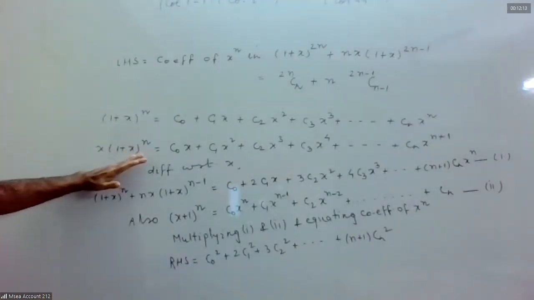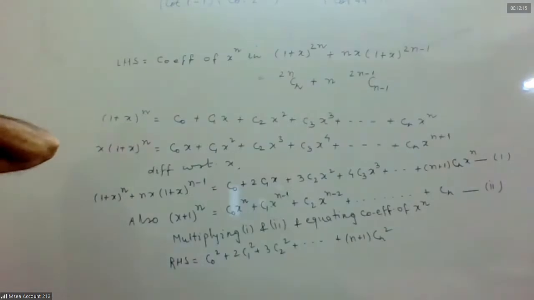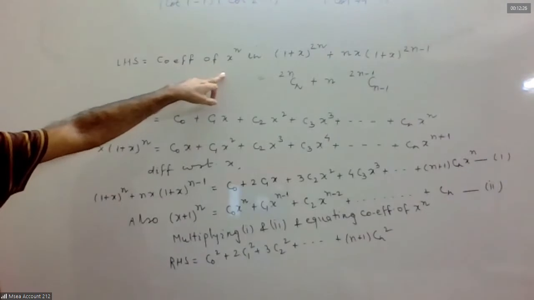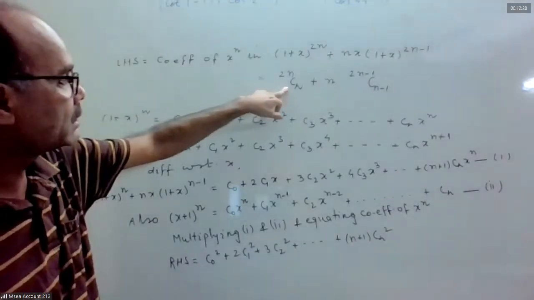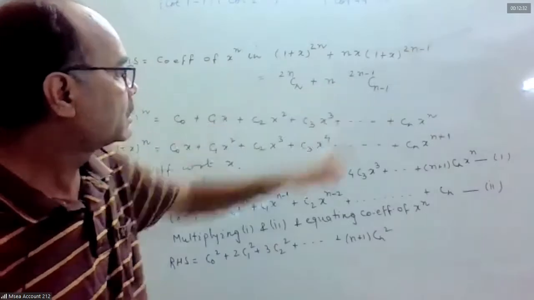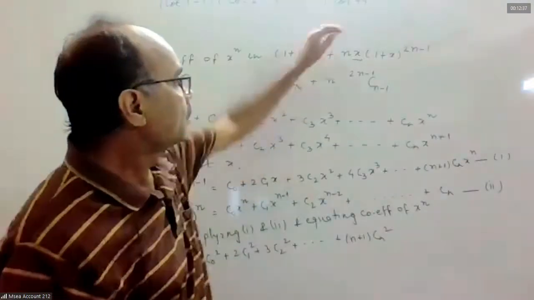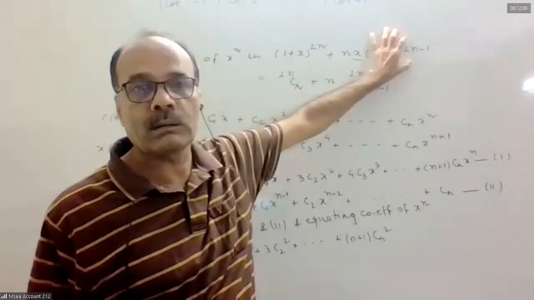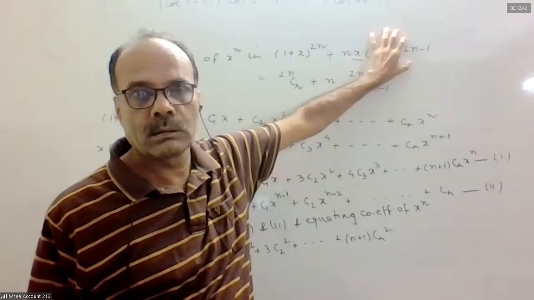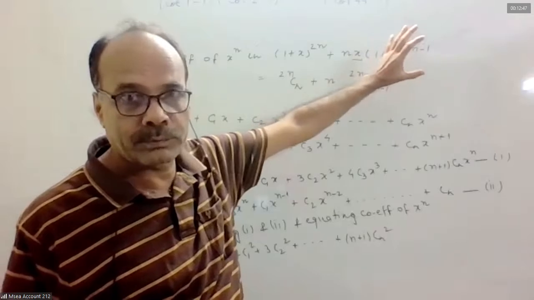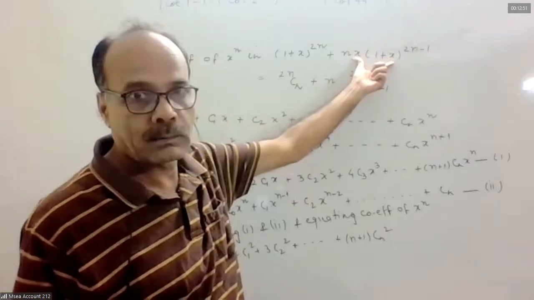Sir, I didn't get the last step. How did you get 2n minus 1? Here x is already there. So we want what here? x to the power n minus 1. x to the power n minus 1 into x is how much? x to the power n. We want the coefficient of x to the power n in this entire expression.